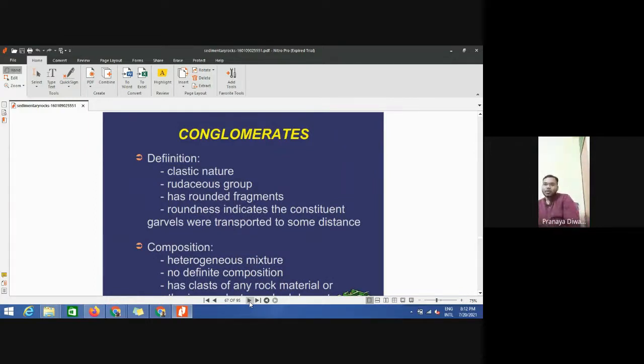So what is the conglomerate and how is it defined? Conglomerates are clastic in nature, and it is a rudaceous group of rock with rounded fragments. So conglomerate is more about roundness, whereas breccia is an angular one.